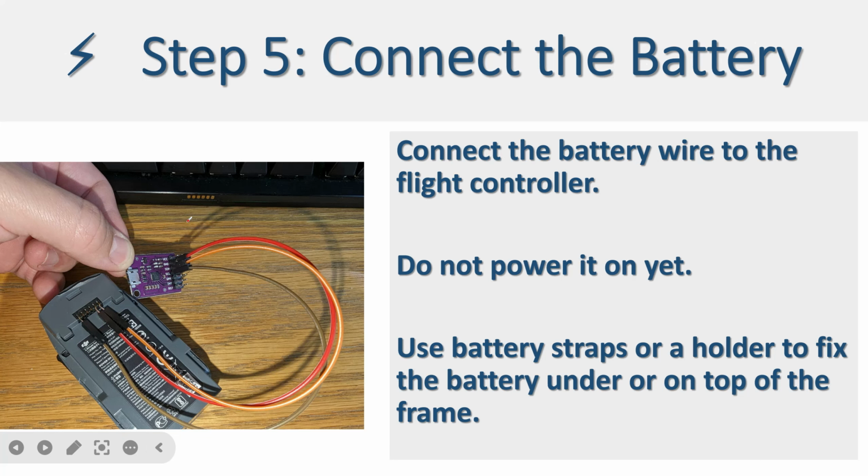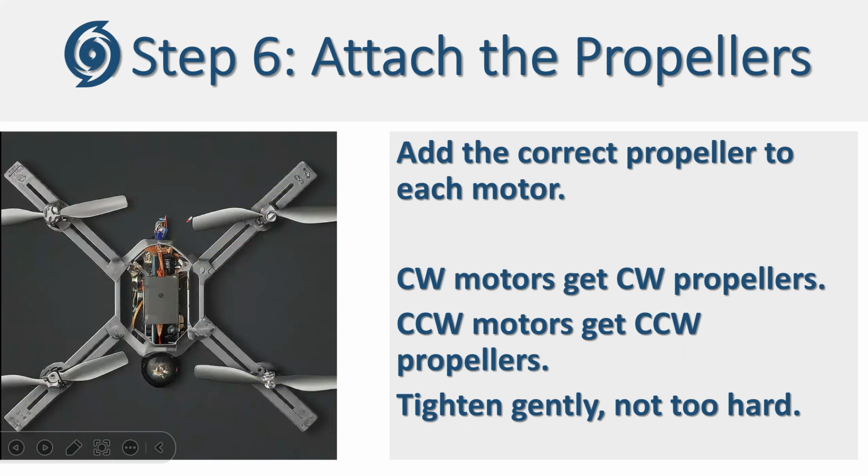Step 5, connect the battery. Connect the battery wire to the flight controller. Do not power it on yet. Use battery straps or a holder to fix the battery under or on top of the frame.